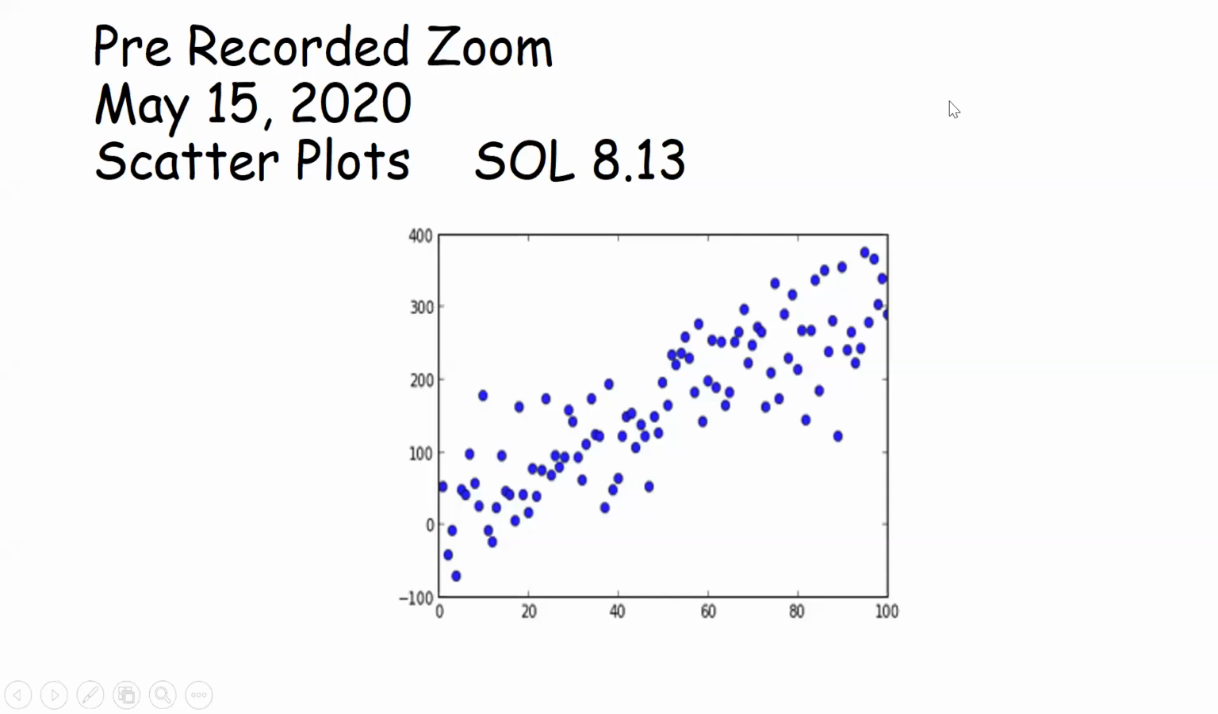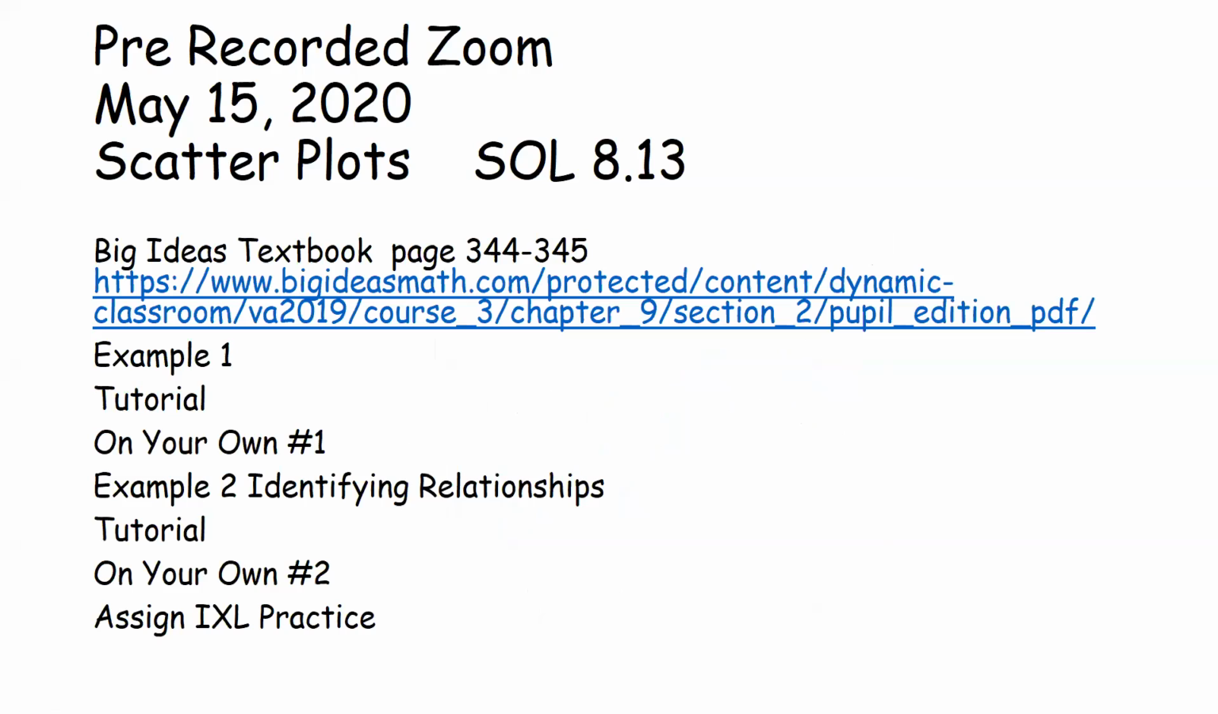Hi everyone, welcome to May 15th, Math 8, and today we are going to look at scatter plots. And I apologize, I can't remember if I put in your packet 4, page 344 and 345, so I'm going to show that to you in a moment, and we're going to look at the example, the tutorial.